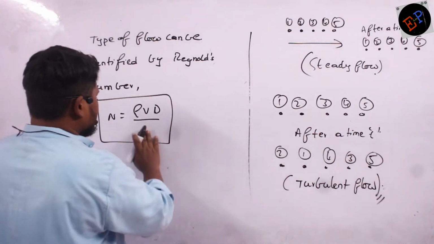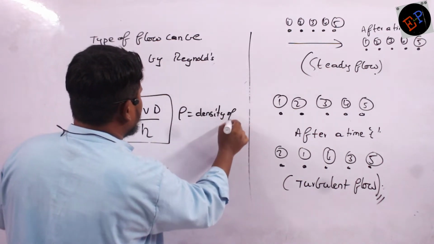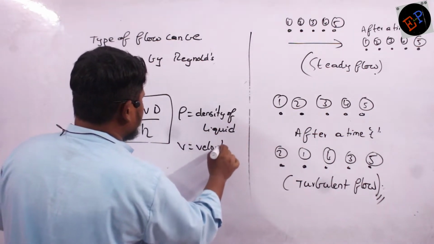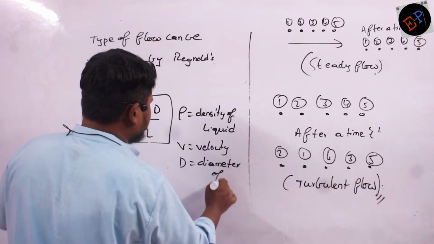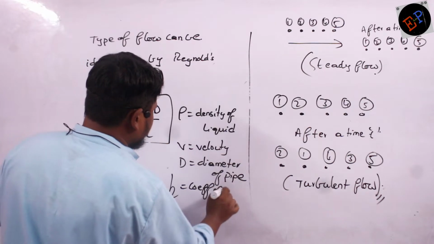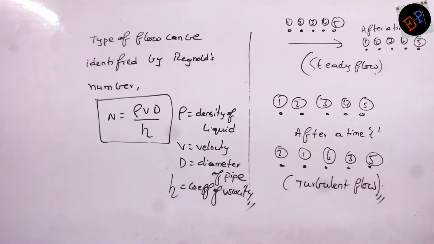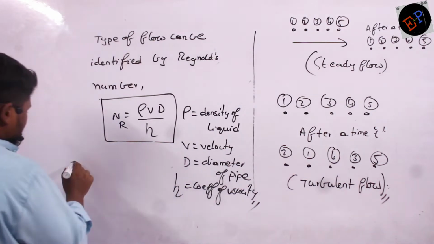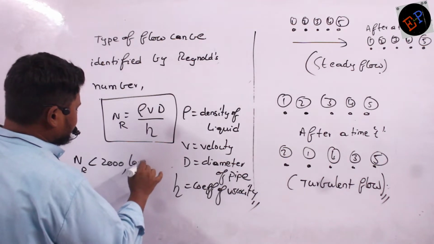Okay? So what is meant by rho? Rho is called the density of liquid. V is called the velocity of liquid. D, capital D, is called the diameter of the pipe. Eta is called the coefficient of viscosity. Clear? So this Reynolds number, if it is less than 2000, then it is called laminar flow.